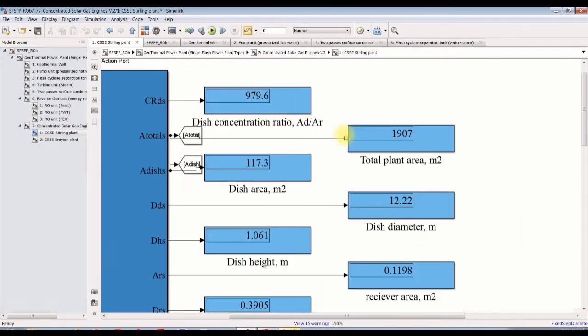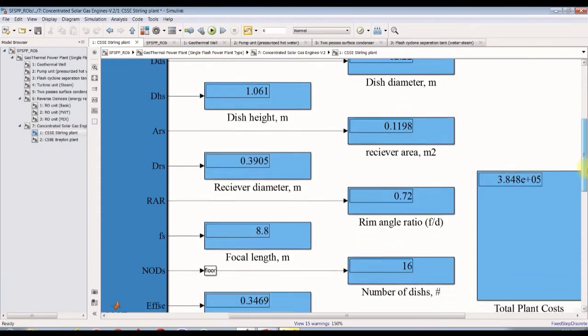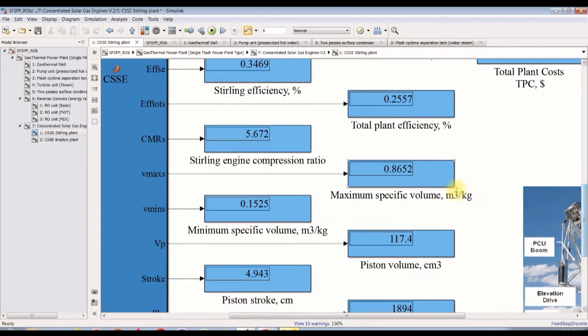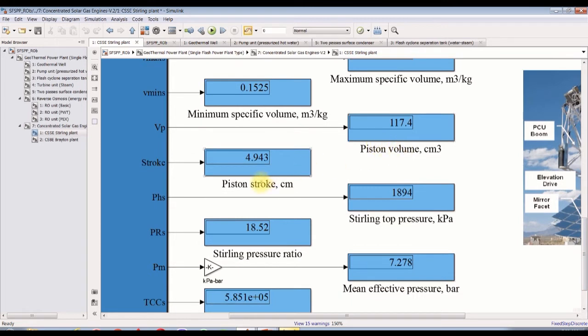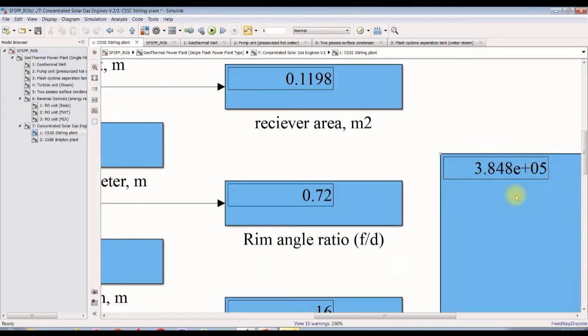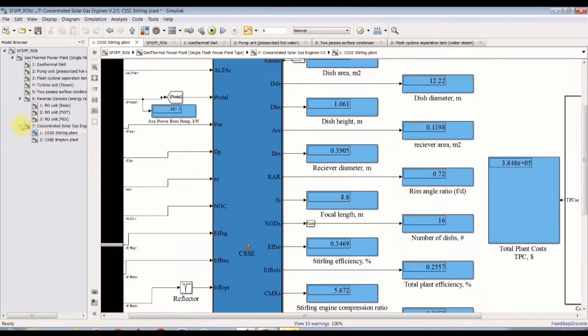We have this concentration ratio. Total plant: we have total solar area is 1,900. This is dish areas. Rim angle ratio, focal length, number of dishes, efficiency of the Stirling, Stirling engine compression ratio, maximum specific volume, minimum specific volume of the Stirling engine, piston volume, piston stroke, Stirling pressure ratio, mean effective pressure. It's quite interesting, and the cost of the dishes in US dollars as a total plant cost.